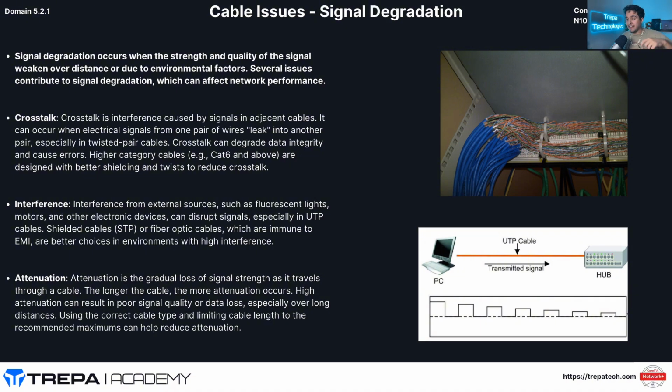Attenuation is when we're losing signal the farther we go out, like in a 5 gigahertz network. If we just put 5 gigahertz in a field, a football field, in the middle, at the goalpost, we're going to have less signal strength. That's the attenuation because of the distance. It happens in copper wires too. So the longer the cable, the more attenuation occurs. High attenuation can result in poor signal quality or data loss over long distances.